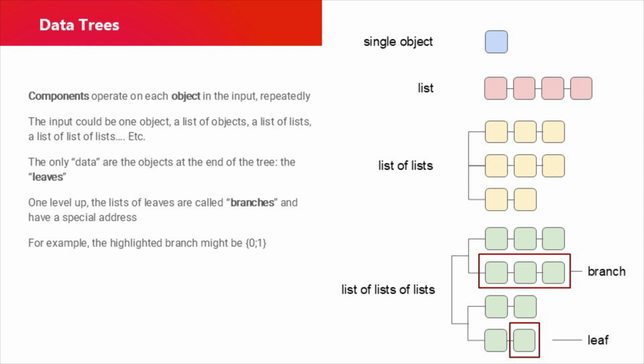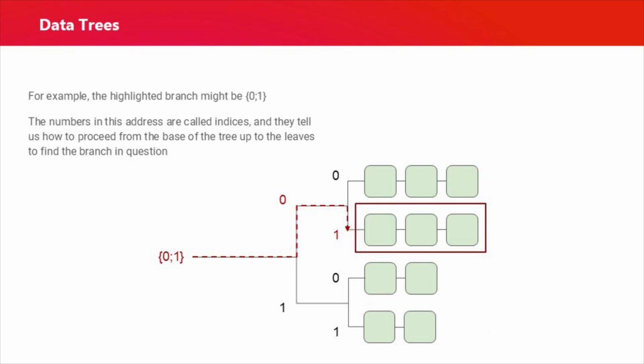So every branch in a data tree has an address, right? Think about this as your own student ID number or your home address. And in this case, we're always using this structure of starting to count from 0. So the leaves are the data, branches are the containers, and the tree is the whole structure. The numbers in the address are called indices. They tell you how to navigate from the base of the tree to the branch you want. So for instance, 0 semicolon 1 means at the first level, take path 0, and at the second level, take path 1. Like giving direction to somebody, right?